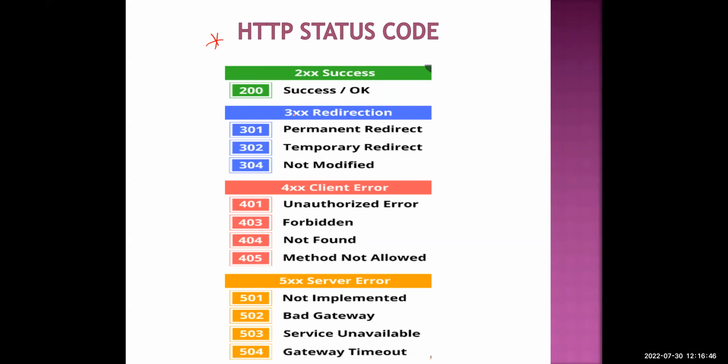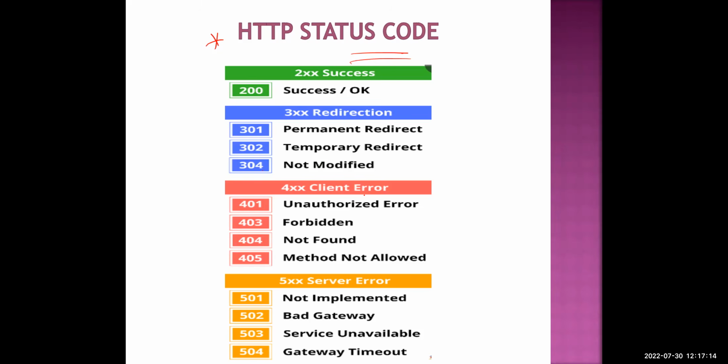People might ask you what kind of status codes are available, guys. So just remember these 4 families. 2xx, that means whatever comes in the 200 family is a success code. That HTTP status will be considered a success code. Then whatever you get in the 300 family is called redirection, like 301 and 302.